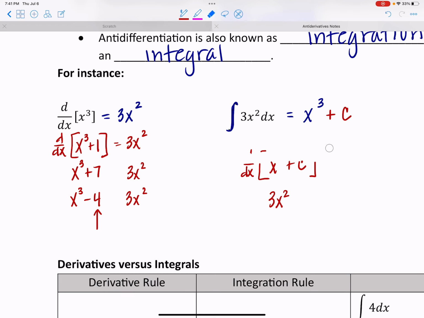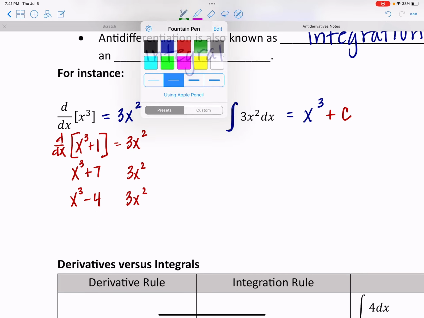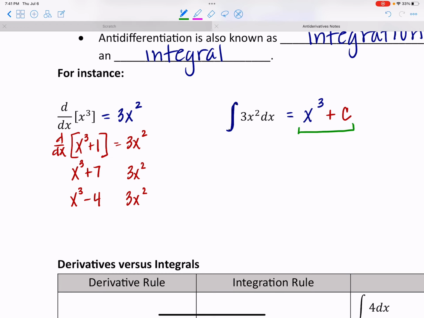Okay, so this is why we are going to refer to this as an indefinite integral, because it isn't definitely one particular function. It's what we call a family of functions. So x cubed plus any constant could be in that family. So this would be part of the family, right? So we're going to call this, again, an indefinite integral, and this is going to be a family of integrals or a family of antiderivatives.